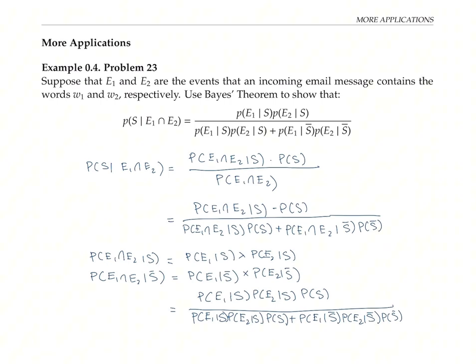So the simplified formula cancels out P of S and P of not S, which gives us P of E1 given S times P of E2 given S over P of E1 given S times P of E2 given S plus P of E1 given not S times P of E2 given not S. And this is the same as the statement given in the problem.